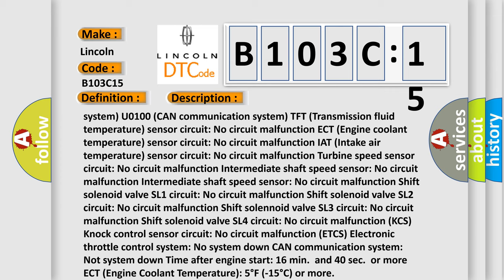This diagnostic error occurs most often in these cases. Transmission wire, ATF temperature sensor, TCM or ECM circuit short to battery or open. This subtype is used for failures where the condition detected by the control module is the same for either indicated failure mode.